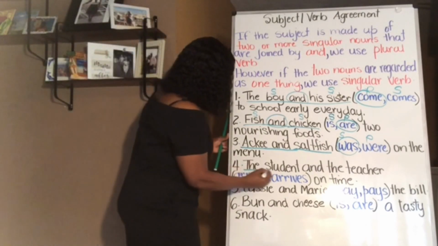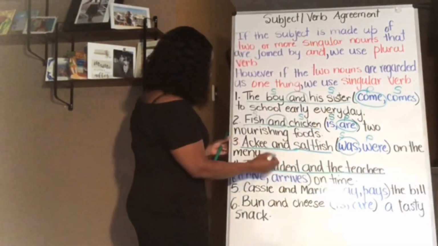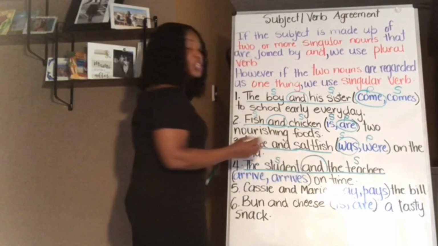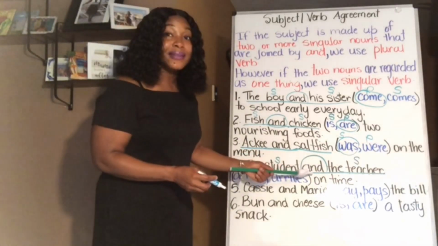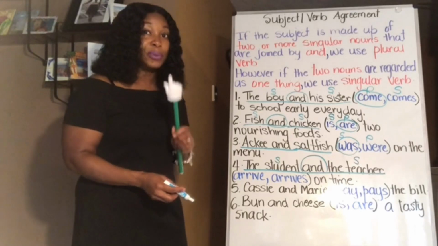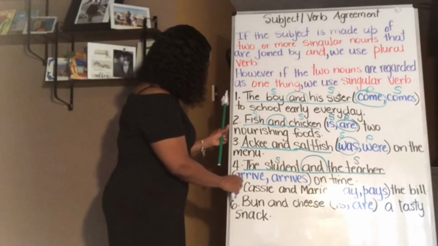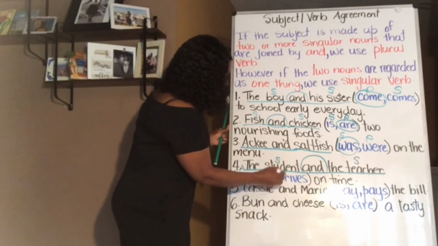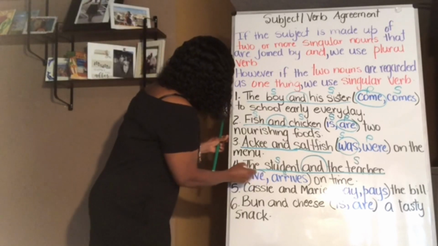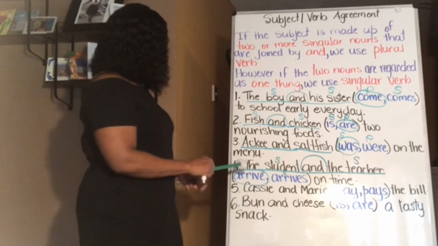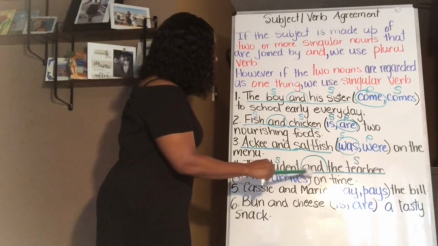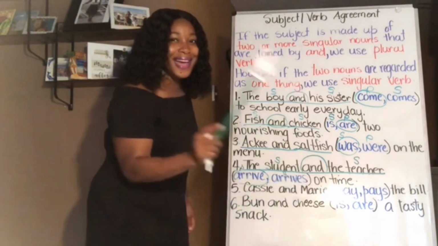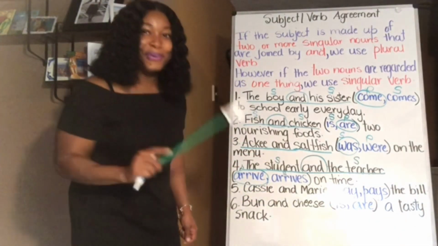All right, let's go back to number 4. The student and the teacher. So the student is singular, the teacher is singular, but they are joined by and. When that happens, remember we need the plural verb. We have arrive, which is plural, and we have arrives, which is singular. So we need arrive. Therefore, the student and the teacher arrive on time. I hope you got that. And I hope you get 5 and 6.